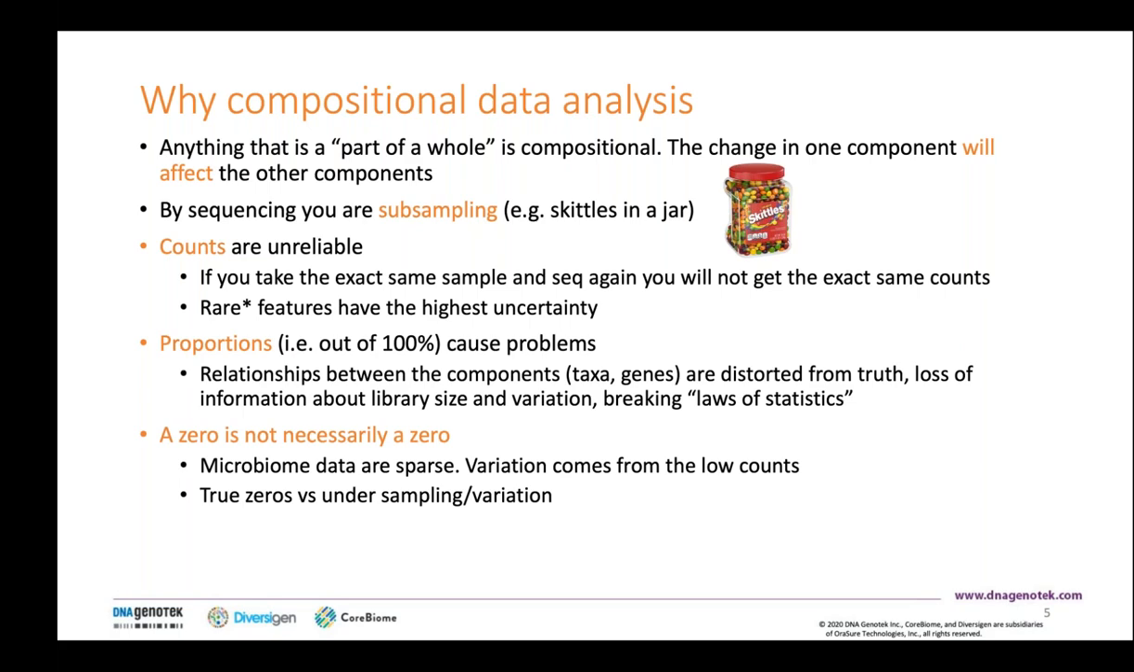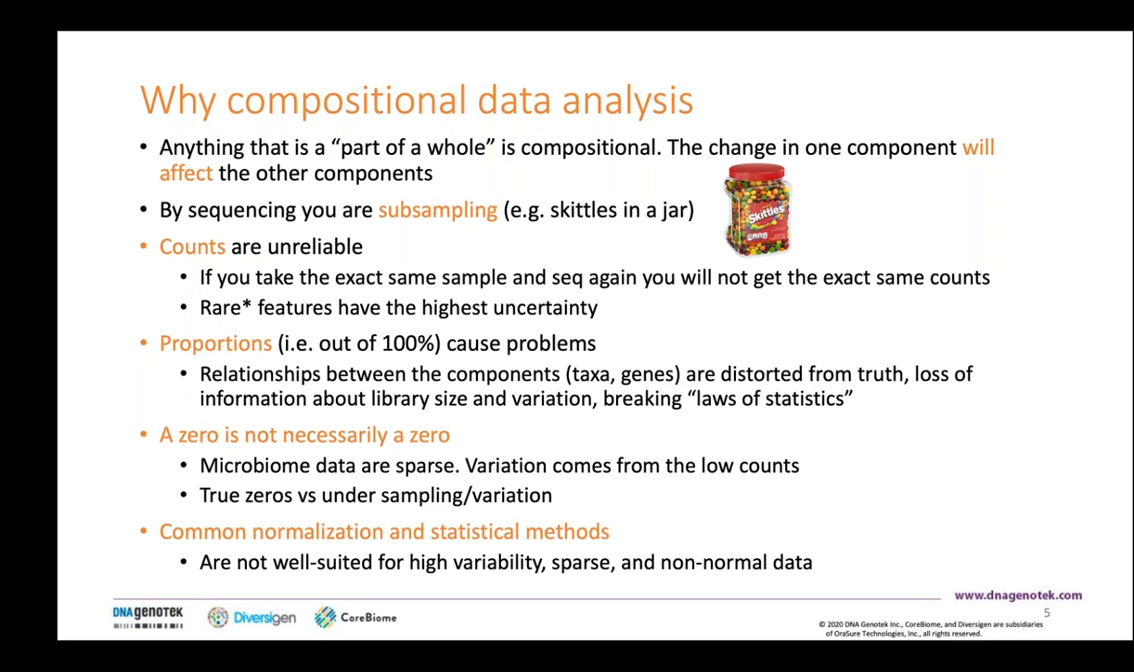A zero is not necessarily zero. So microbiome data are sparse and variation comes from the low counts. There are true zeros, so taxa that are in one condition and not another, but those are often indistinguishable from the normal sample variation or undersampling problem, where we just can't capture those rare taxa. And the biggest problem is that common normalization and statistical methods are not well suited for this type of data. They can't account for that variability, the sparsity, and the fact that the data doesn't fit normal assumptions of data analysis.